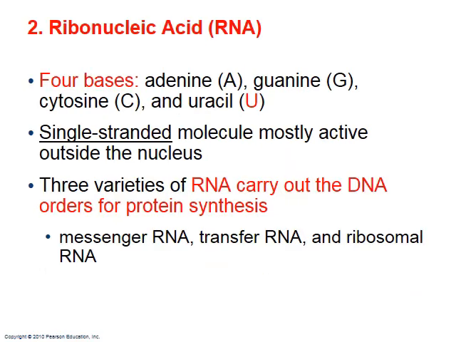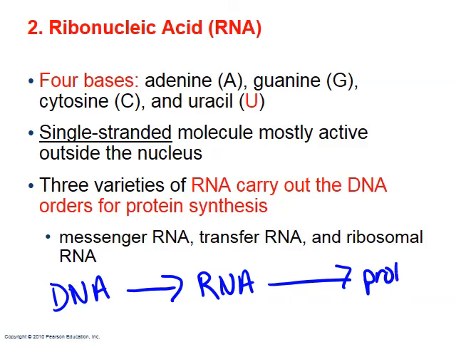Ribonucleic acid is the second type of nucleic acid. It has 4 bases as well, but you'll notice the one in red, uracil, it's different than the T that's in DNA, right? So 3 of the bases are the same, but 1 is different. RNA is also usually single-stranded, and RNA carries out the orders for protein synthesis from DNA. So basically, DNA copies orders to RNA, and then RNA makes protein production happen. So without RNA, you can't make a protein.